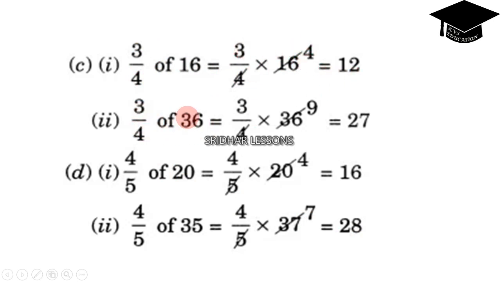Next, 3 by 4 of 36. 3 by 4 into 36. 4 cancels 36 9 times. 9 into 3 is 27. Next problem, 4 by 5 of 20 is equals to 4 by 5 into 20. 5 cancels 20 4 times. 4 multiplied by 4 is equals to 16. Next, 4 by 5 of 35 is equals to 4 by 5 into 35. 5 cancels 35 7 times. 7 into 4 is equals to 28.